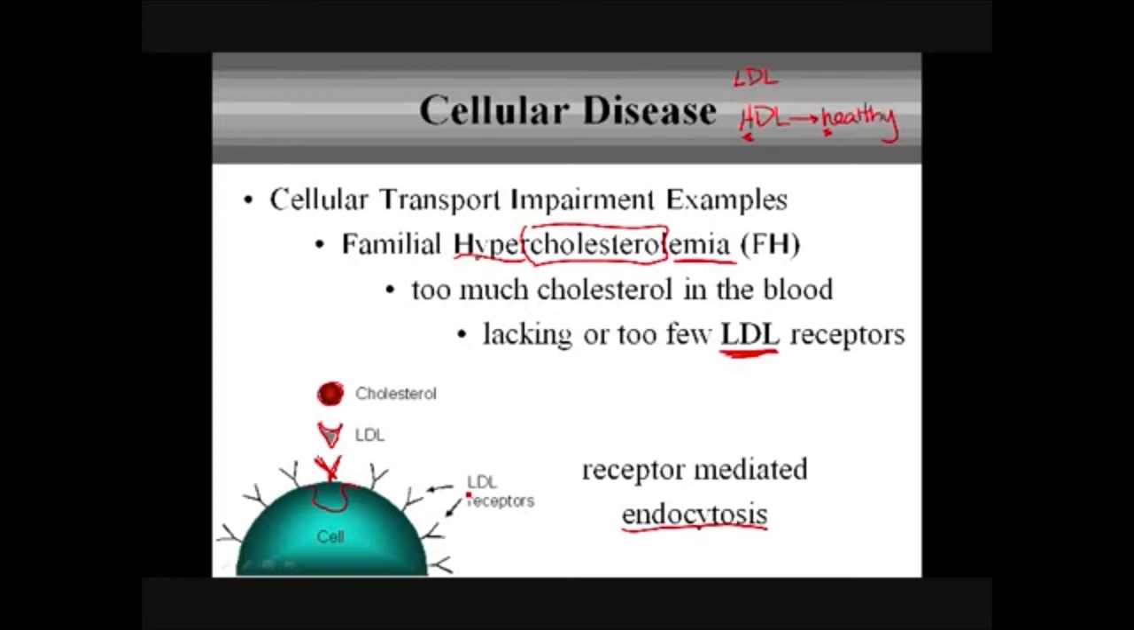So this can be pretty substantial, and we should recognize that the idea that familial is referring to the idea that it's hereditary, it's inherited.